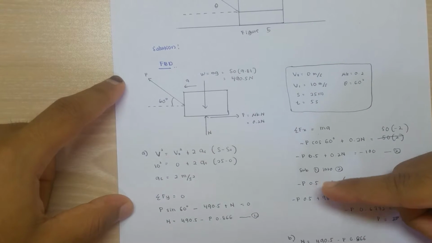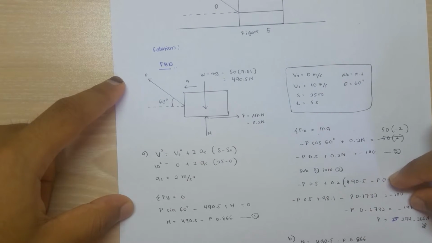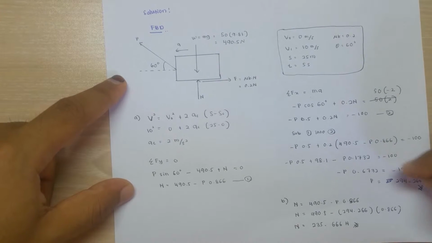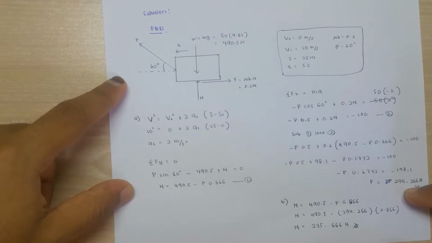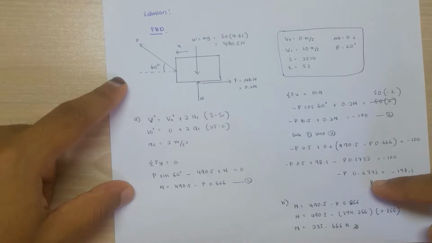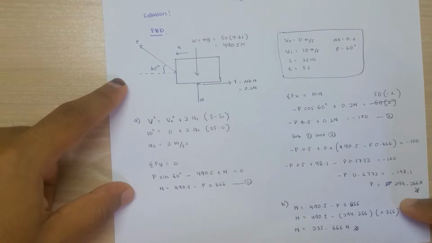So we need to substitute equation 1 into equation 2, and we can get the answer for P. So P is equal to 294.266 Newton. So this is the answer for part A, where we need to identify the magnitude of force P.